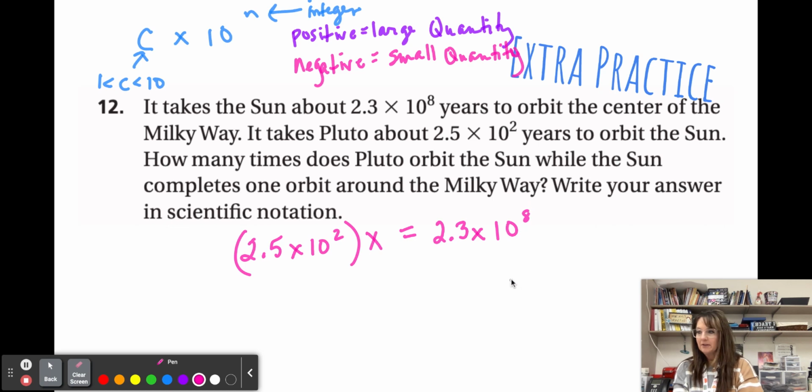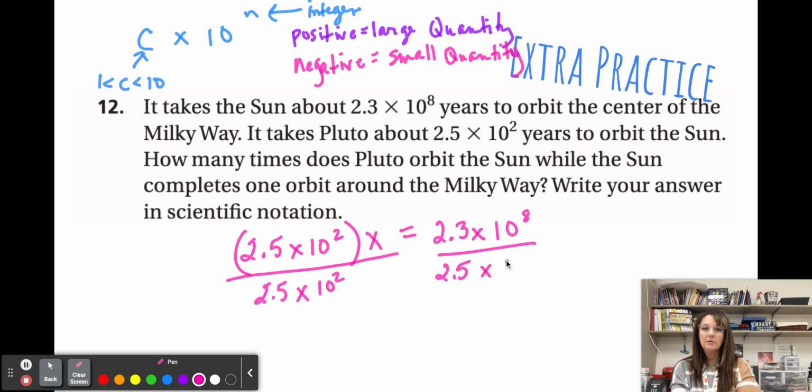So this is where those properties of exponents are going to come into play, because to solve for x, we have to undo multiplication. So we're dividing both sides by the 2.5 times 10 squared. Okay, now, not sure if you remember doing this, but we're going to do this in sections. So we'll do the decimals first. We want to do 2.3 divided by 2.5. And then our bases are the same, so we can use our property of exponents to subtract the exponents, right? The quotient property allows us to subtract them.